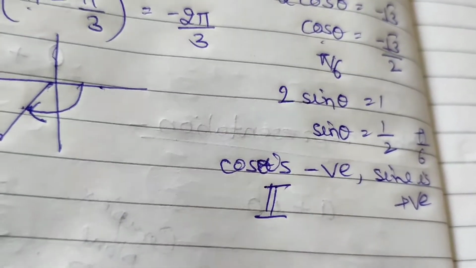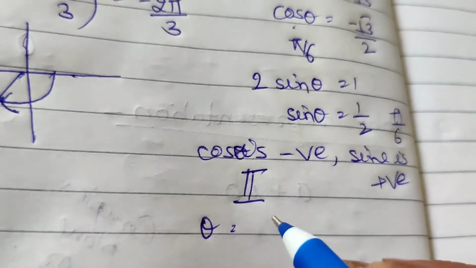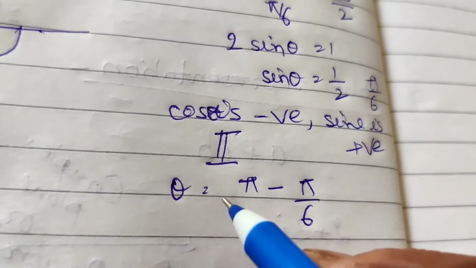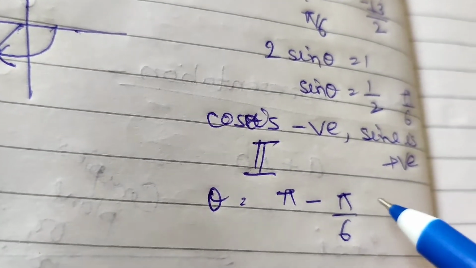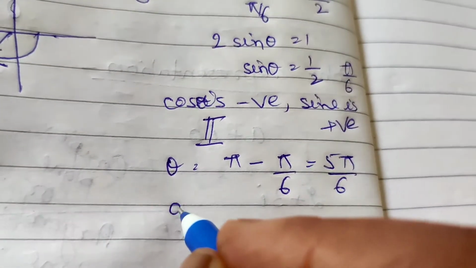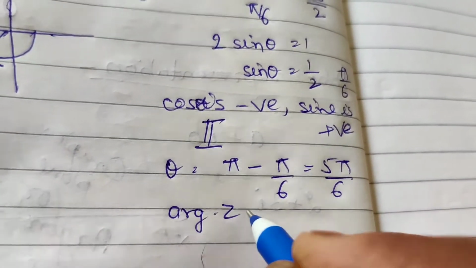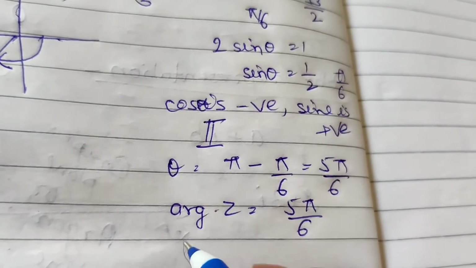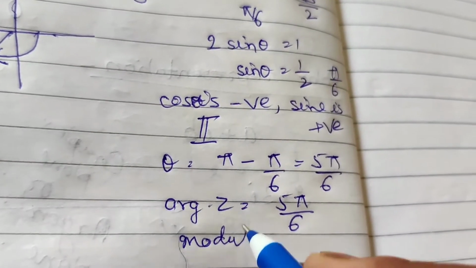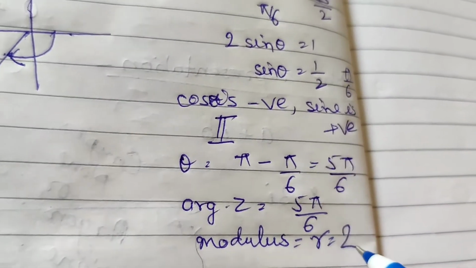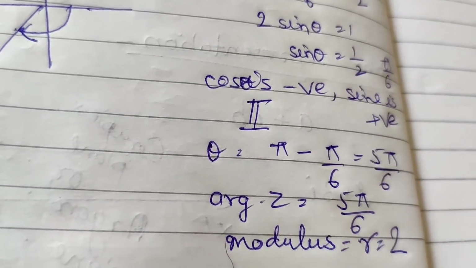Therefore, we can say that theta equal to pi minus pi by 6. This is the argument. Theta means argument. It is equal to 5 pi by 6. So, you can write argument of z equal to 5 pi by 6 and modulus equal to 2. This is the r value equal to 2. Next question.